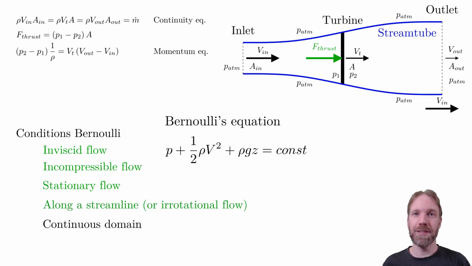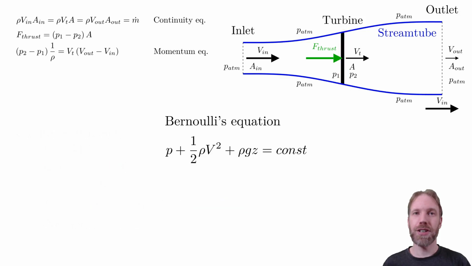The final condition, which normally isn't mentioned because it usually is true, is that the flow domain should be continuous. Here we have a discontinuity in pressure when we cross the turbine. Hence, we cannot use Bernoulli between the upwind and downwind parts of the stream tube. The third term in Bernoulli's equation is the term that depends on the height. This term is responsible for the buoyancy force. In air, we can typically neglect this term.